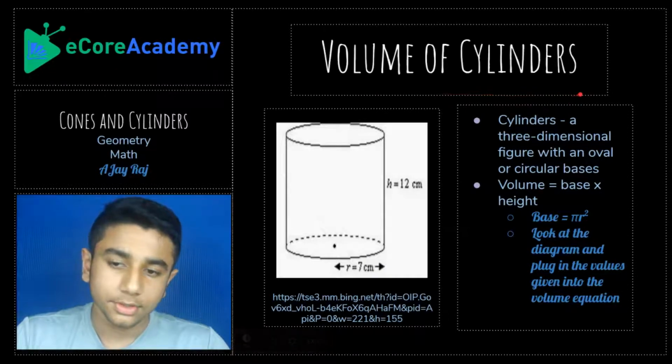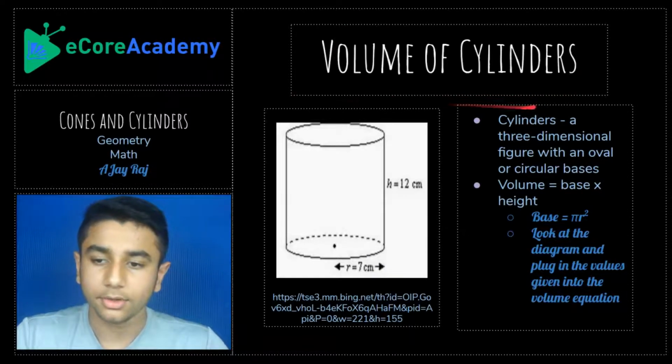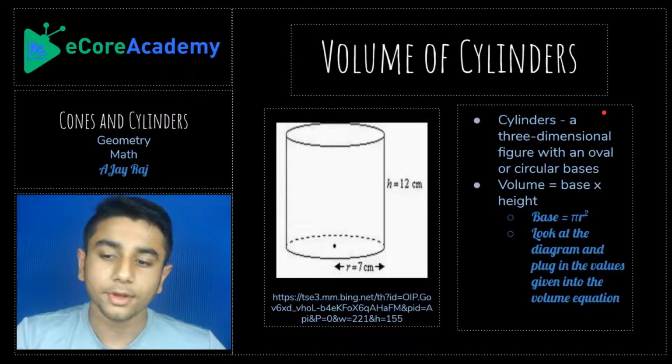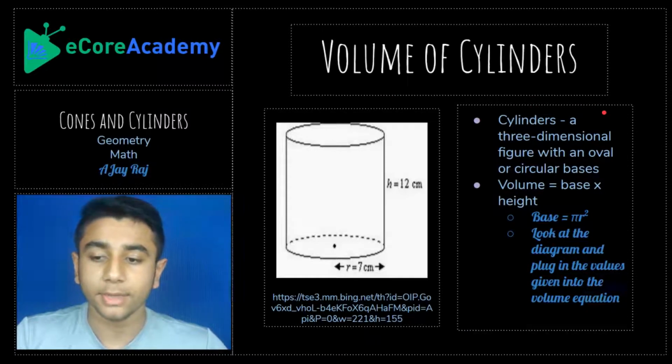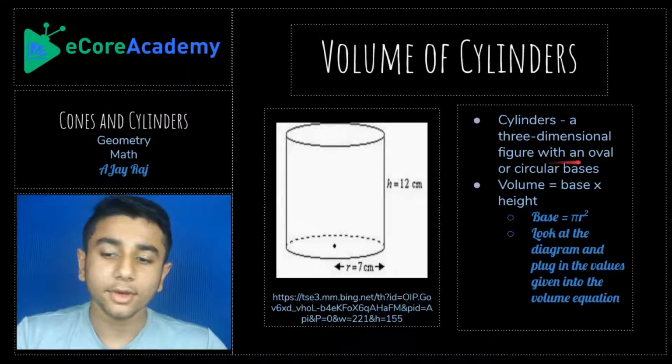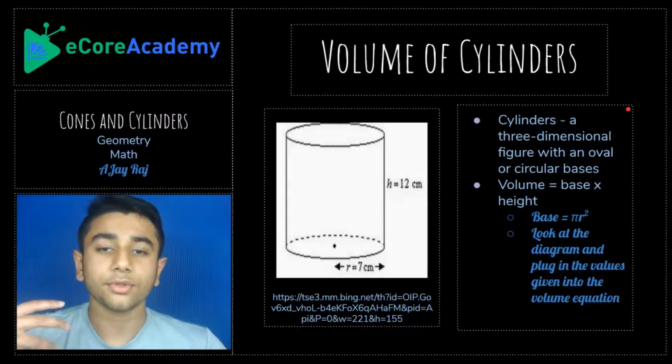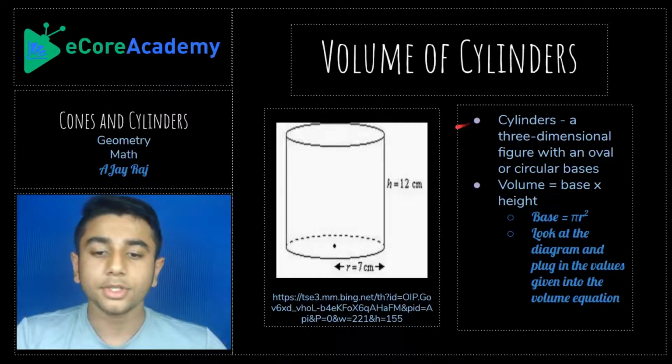Volume of cylinders. This subtopic is all about volume of cylinders. Cylinders are three-dimensional figures with oval or circular bases, and that's very important to know, because these bases are what actually give cylinders their 3D shape. So you have a circle for a right cylinder, which is a proper cylinder for which our volume equation will work, and which we will come across most of the time in geometry.